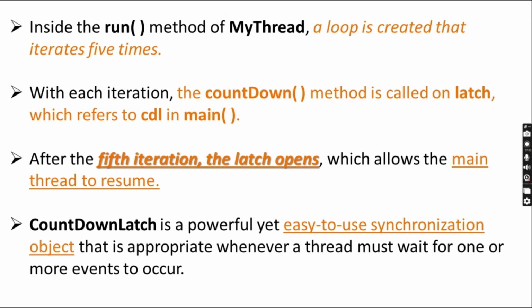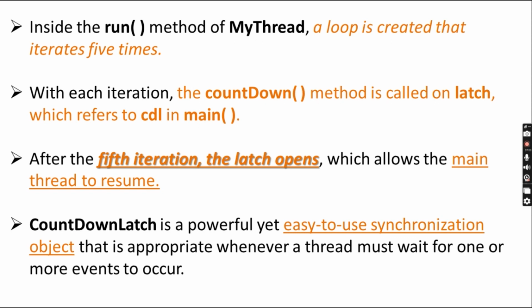In the run method, a loop is created from 0 to 5, iterating 5 times. With each iteration, countDown is called on latch, which refers to CDL, that is the main variable. After the 5th iteration, the lock or latch is open, which allows the main thread to resume.